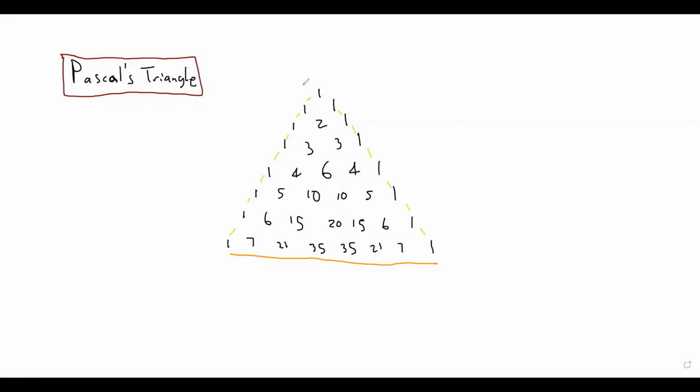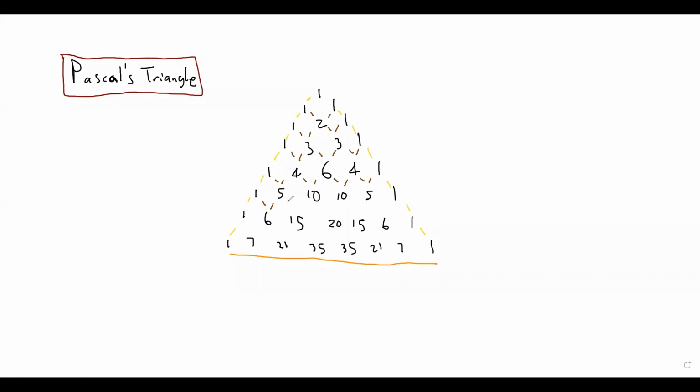Okay, so let's go down each row. So you got 1, 1, 1 plus 1 is 2, 1 plus 2 is 3, 1 plus 3 is 4, 3 plus 3 is 6, 3 plus 1 is 4. 1 plus 4 is 5, 4 plus 6 is 10, 6 plus 4 is 10, and then, yeah, it repeats.